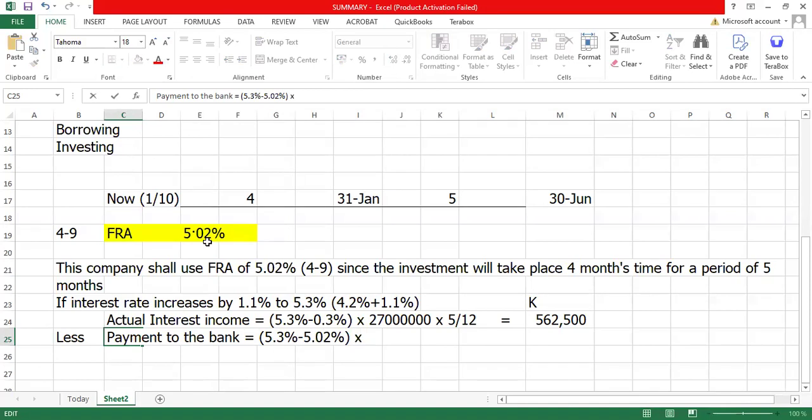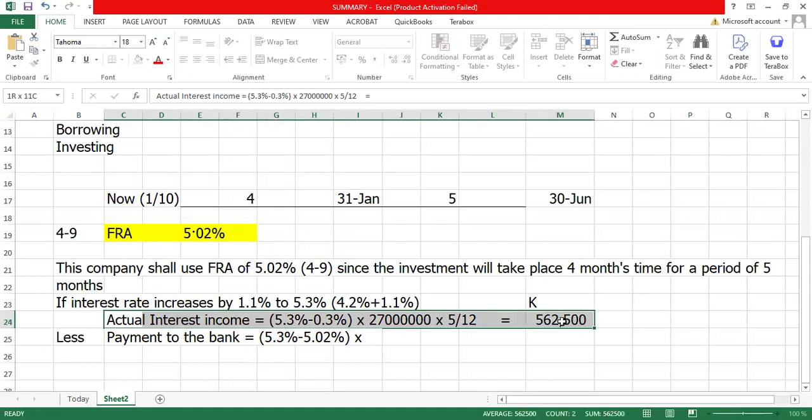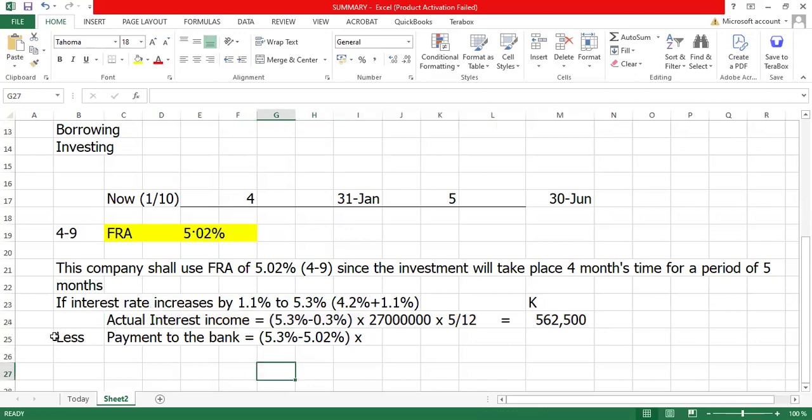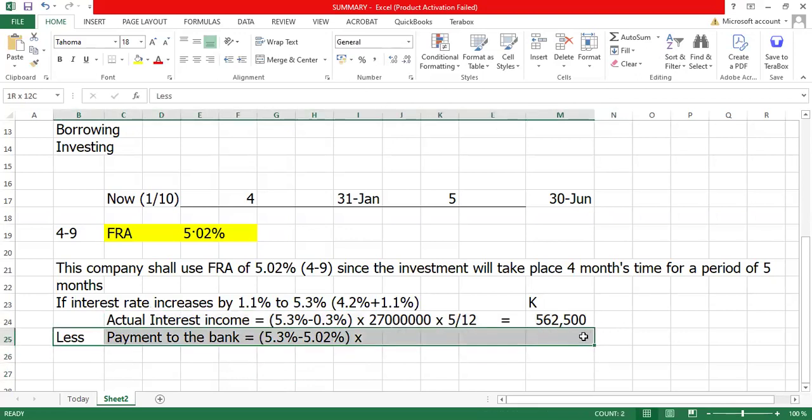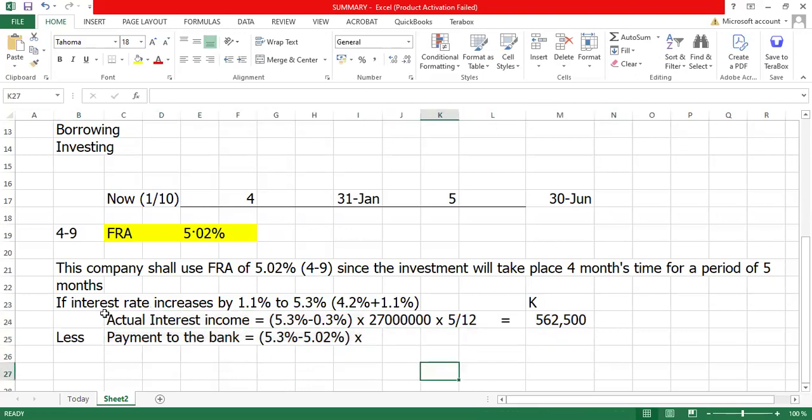So you ignore that 0.3 basis point. The 0.3 basis point just affects your actual investment, because the question said if you invest, the actual rate will be the central bank rate less the basis point. It does not affect your arrangement. It only affects what you invested. Is it clear?